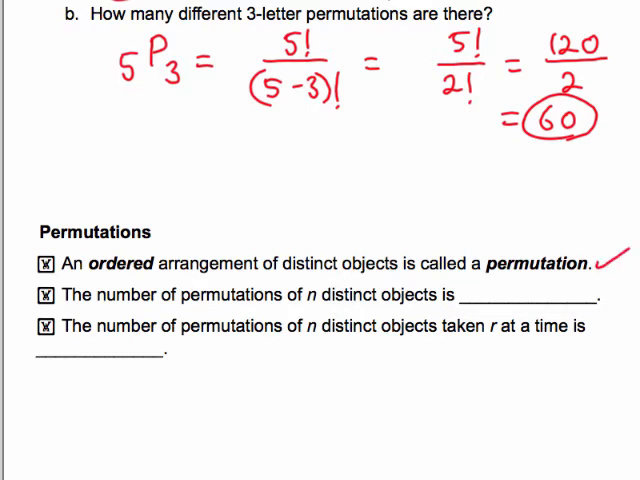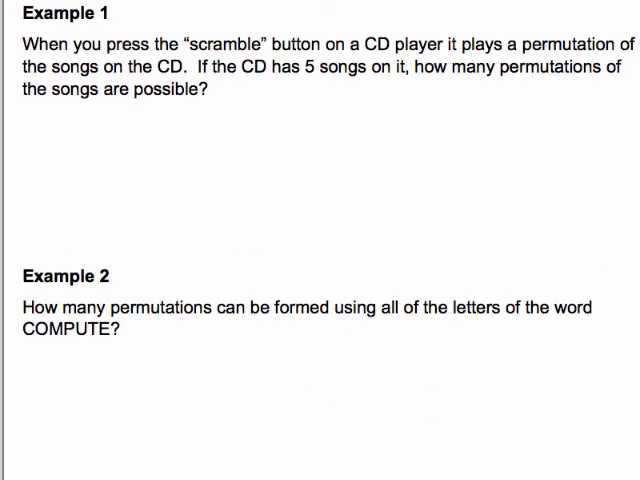And the number of permutations of n objects, if we take all n objects, we can get the number of permutations by going n factorial. And if we have n objects, but we're only going to take r of them at a time, then the number of permutations is nPr. And the formula for that is n factorial divided by (n minus r) factorial. Okay, let's just see how this works with some real-life examples.